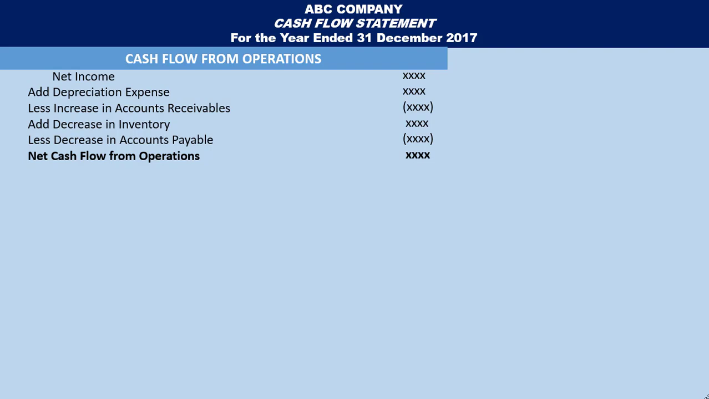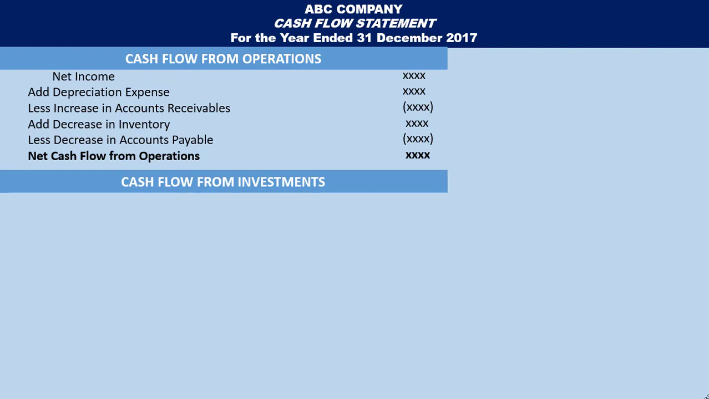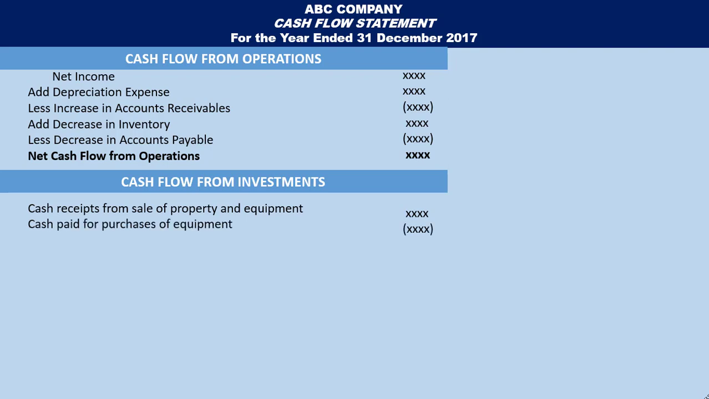Let's talk about the second section of the cash flow statement, which is cash flow from investments, which measures the company's investment in itself. In this section, we report the purchase and sale of long-term investments such as cash receipts from the sale of property and equipment, cash paid for the purchase of equipment. At the end, we add up all the cash coming in and going out from investments, so we get the net cash flow from investments.